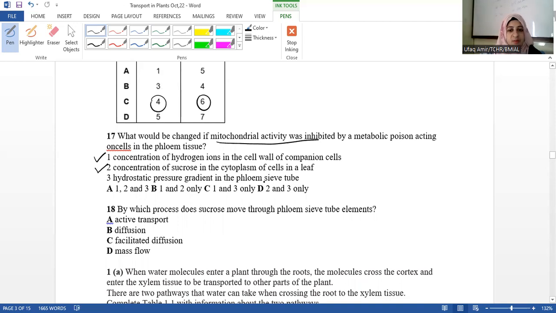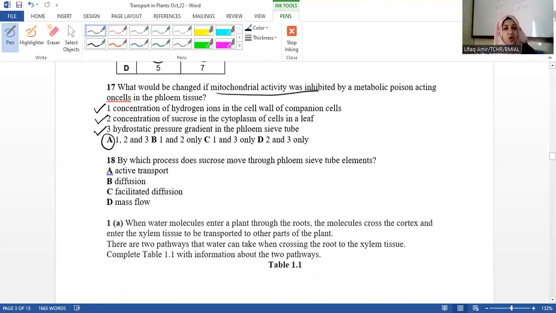Hydrostatic pressure gradient in the phloem sieve tube will also change because, again the same thing, mitochondrial activity is not going on, proton pumps are not working, protons are not pumped out, sucrose is not co-transported. There is minimum sucrose in the phloem sieve tube element, no water is being transported from the xylem vessel elements into the phloem sieve tube elements, so there's no hydrostatic pressure change. So all these three will be affected because of inhibition in mitochondrial activity.